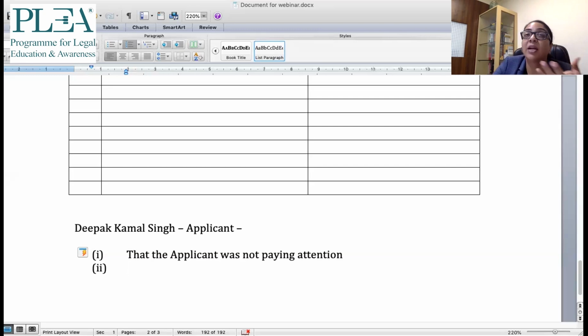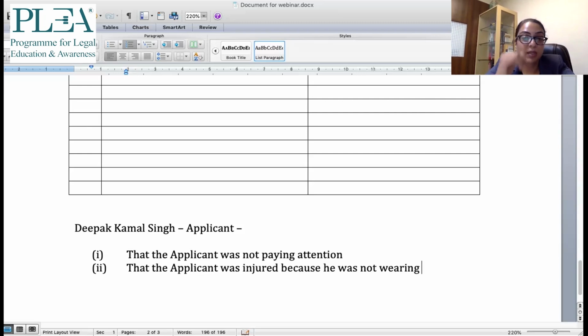But maybe, I don't know, if we could ask him some questions whereby we are able to show that because he was not wearing a seatbelt, he was injured. Maybe that could be a point. What are the other aims we could have? So we can maybe probably say that the applicant was injured because he was not wearing a seatbelt. Can we get something like that?